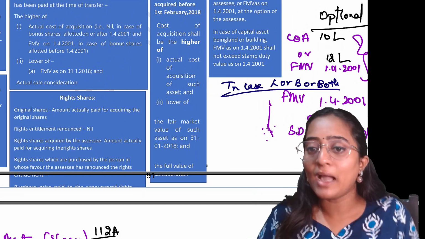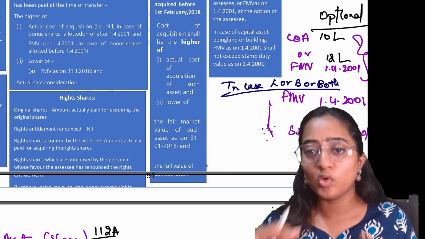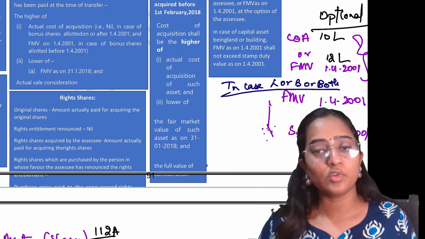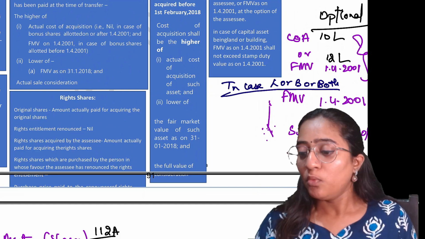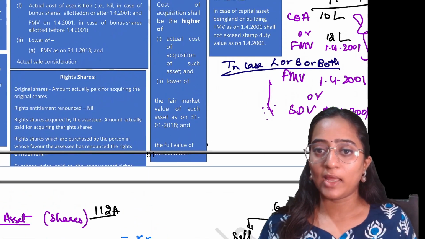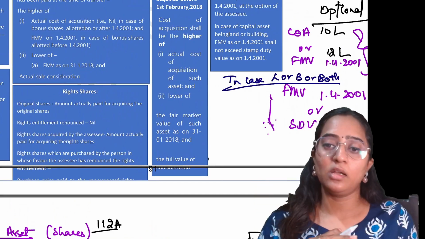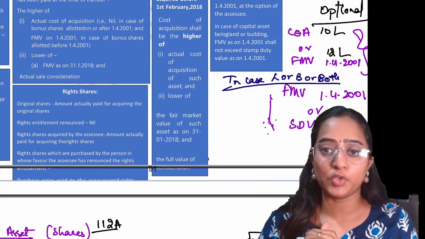Because I've already told you, the higher the cost of acquisition, the lower the capital gain you're going to get, and the lower the capital gain, the lower the tax. So you're going to select 12 lakh. What happened was, in this case of considering fair market value, people started taking advantage of stating the money, whatever higher price they wanted to.